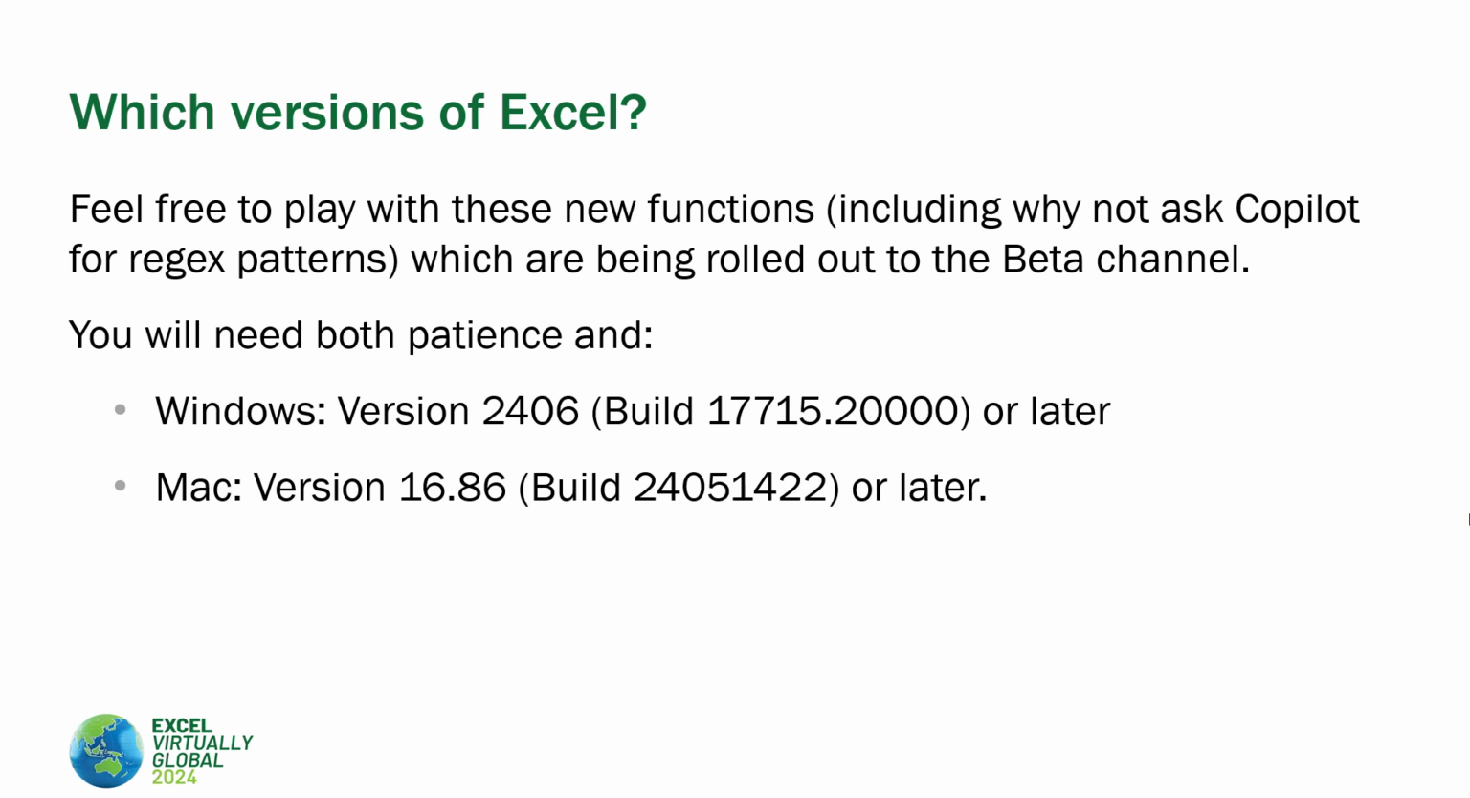And also, you can ask Copilot to help you identify the right regular expression patterns if you're not familiar with PCRE2 or whatever it's called. And it's being rolled out in the beta channel right now. You will need patience, though. I found it a bit troublesome getting all these things, but they are coming. For Windows, you need version 2406, which is build 17715.20000 or later. And for Mac, you need version 16.86, build 24051422 or later.